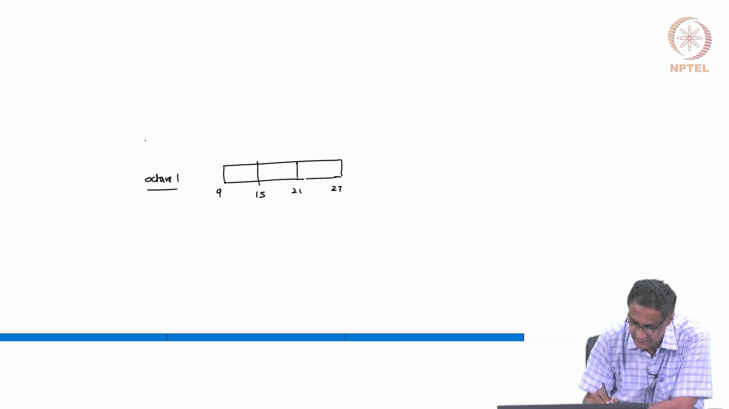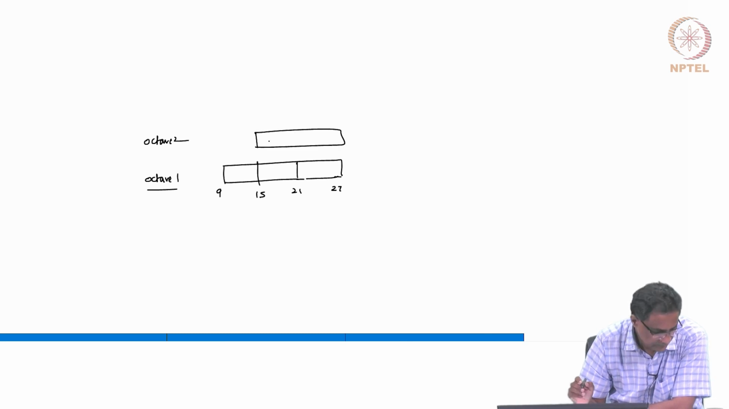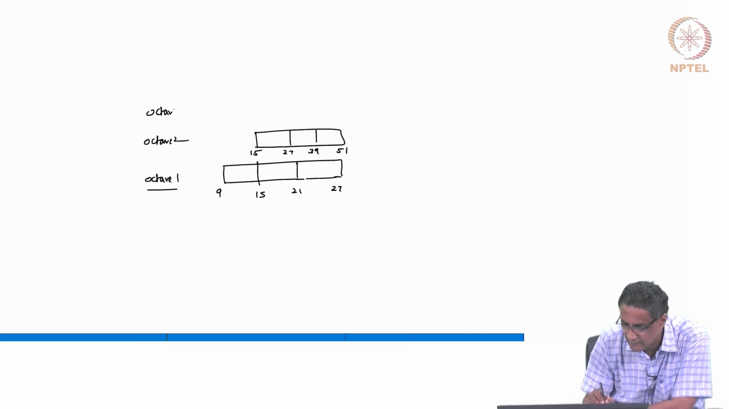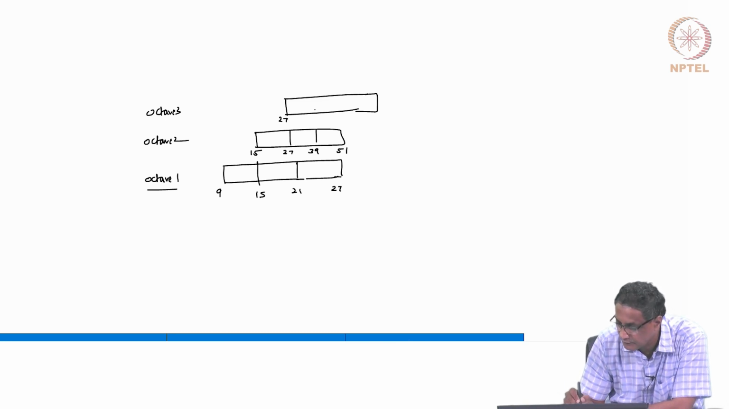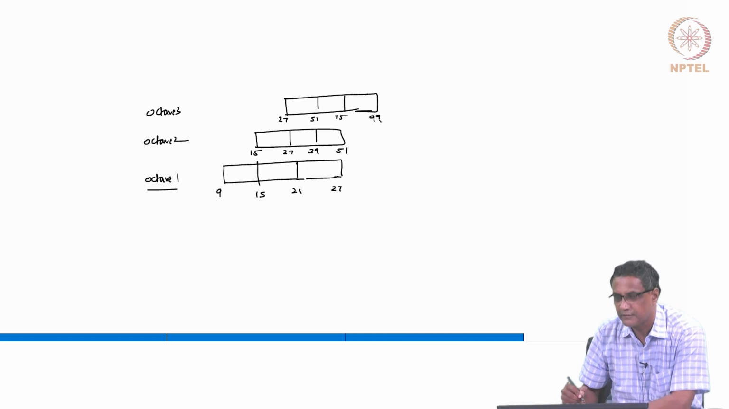The second octave, I will first write down and then tell you how this comes. Second octave starts from 15, and then here it's a jump of 12, so 27, then 39, then 51, not drawing to scale. Then octave 3 starts from 27, and here it's a jump of 24, so 51, 75, and then 99, and then you can have further octaves also.